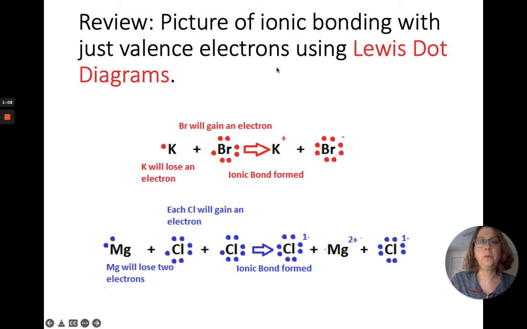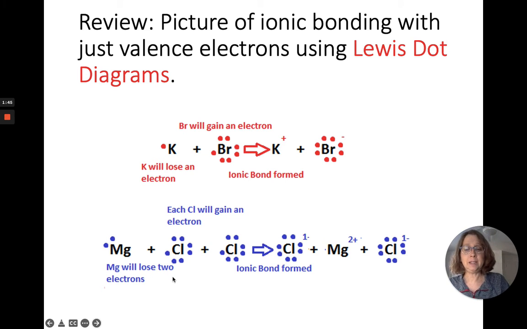So just as a review, this is a picture of ionic bonding with just the valence electrons using Lewis dot diagrams. So for making the compound between potassium and bromine, you see potassium will lose its electron. It has just one valence electron. Bromine needs just one to have a full octet. So the electron is transferred. Potassium becomes positive. Bromine becomes negative, and an ionic bond is formed because of the attraction between the positive and the negative. And you'll notice the ratio is going to be 1 to 1 because +1 and -1 equals 0.